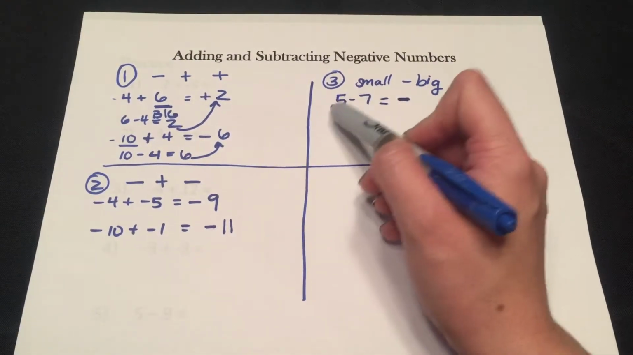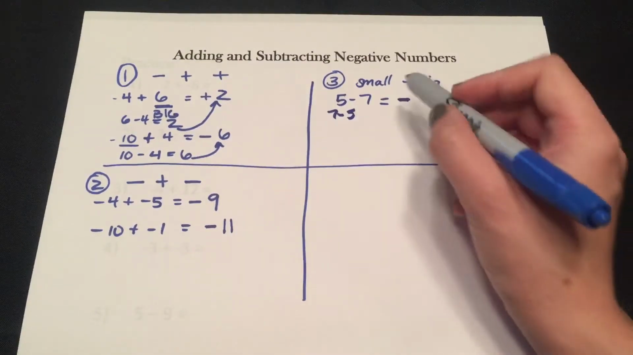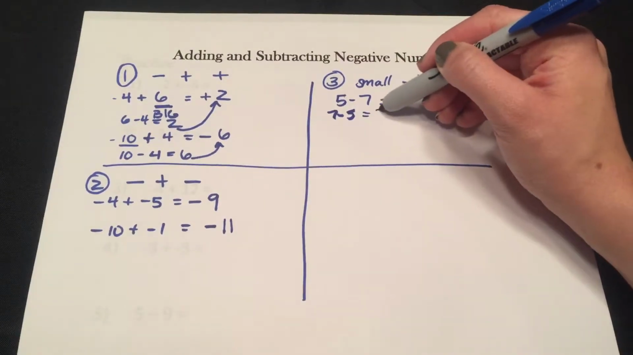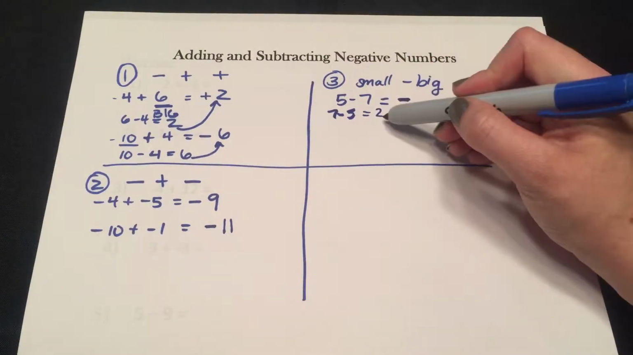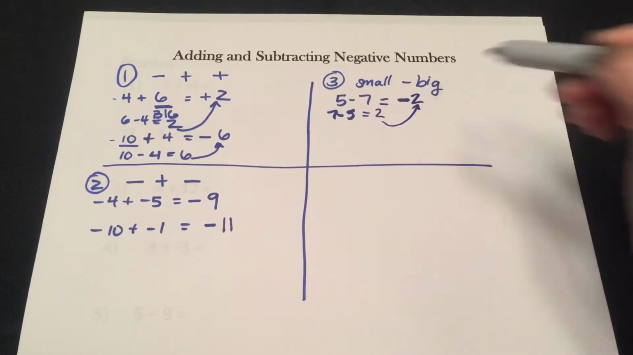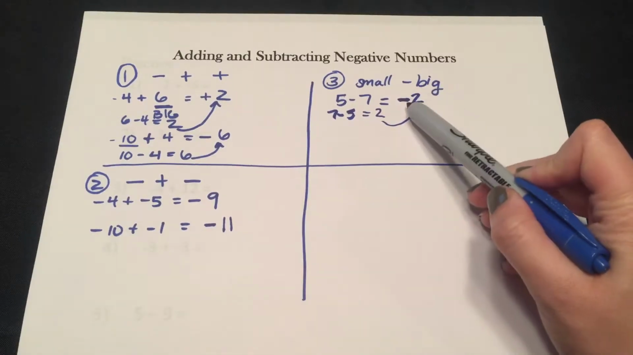Then we take the numbers and we switch them around and we say, what is 7 minus 5? 7 minus 5 is 2. We take this 2, assign it to the negative. Our final answer is negative 2.